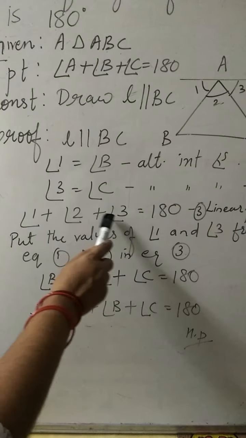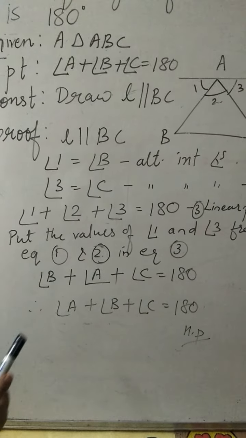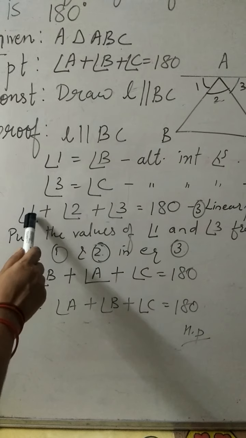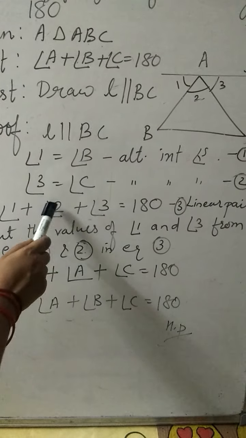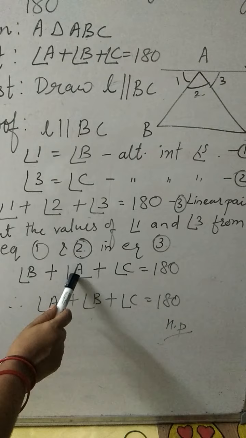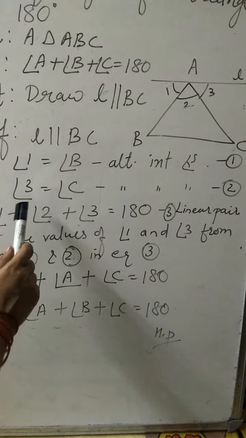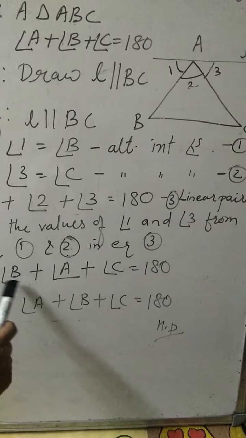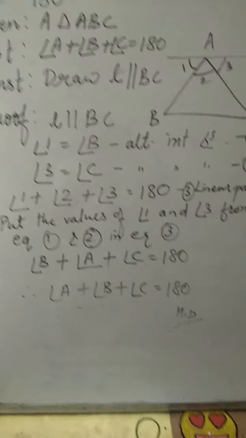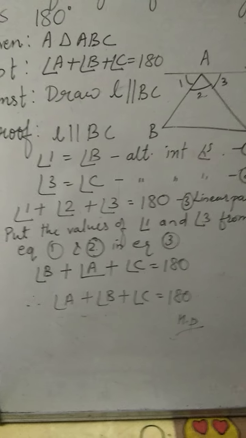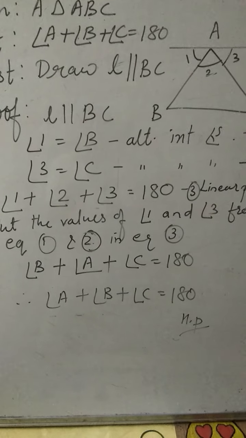Now put in this equation the values of angle 1 and angle 3 as B and C, and let us see what result you get. In place of angle 1 I have put B, angle 2 is equal to angle A, and angle 3 is equal to angle C. Because they are equal, the reason is already given. Then I have arranged it. So angle A plus angle B plus angle C is equal to 180 degrees. Therefore the sum of all the angles of a triangle is equal to 180 degrees, and this is also called the angle sum property of a triangle.